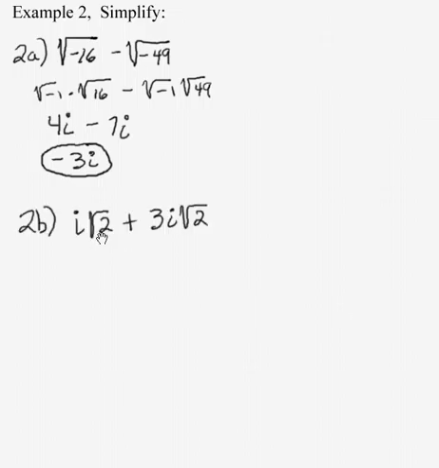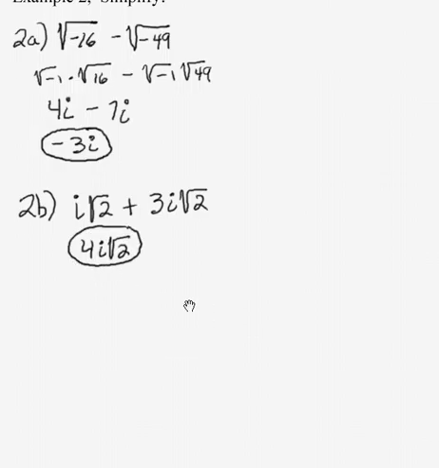Likewise here, we can only add radicals if they have the same root index and the same radicand, which they do. And then we have i, and we have another i. One of those i square roots of 2, plus 3 of those i square roots of 2, is 4 of those i square roots of 2.